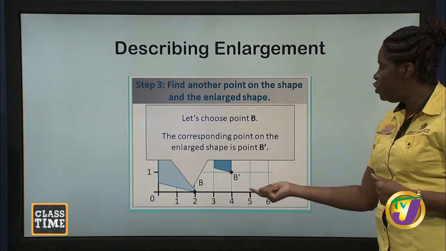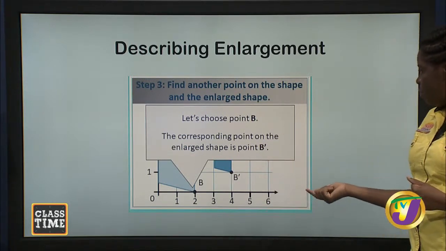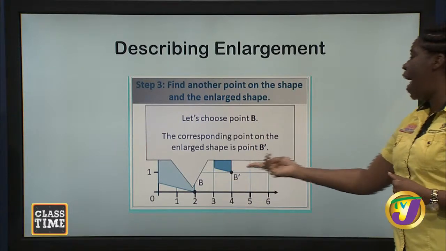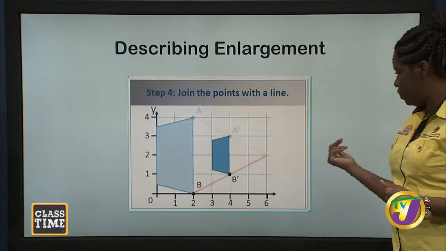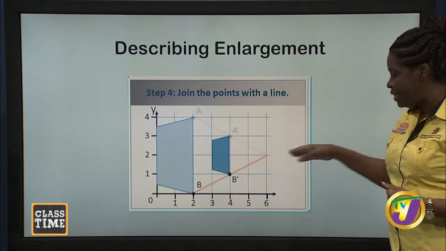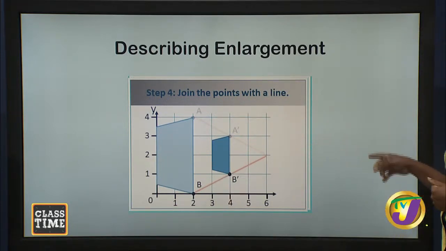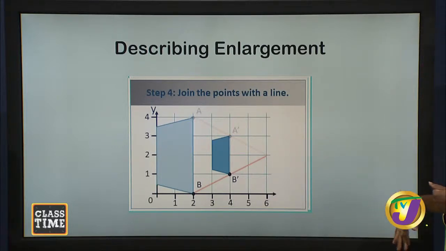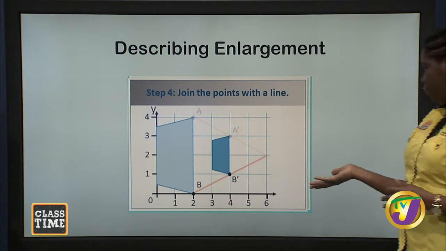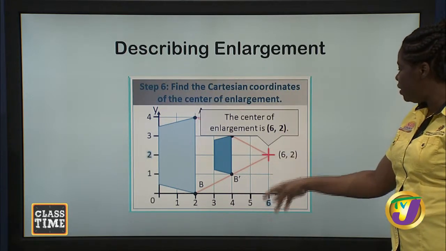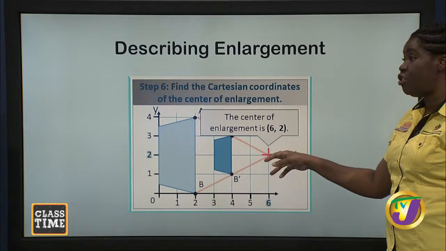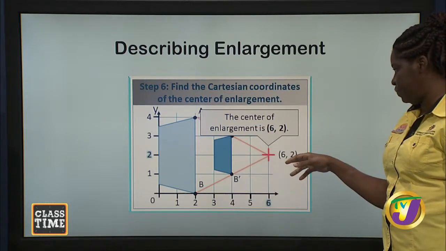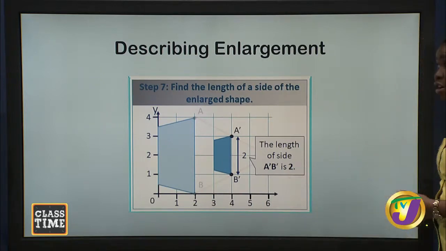And then we'd also choose another two corresponding points, one on the object, one on the image, and draw a line segment, and we'd extend them until these two lines meet. So now, wherever these two line segments meet, that's where you have your center of enlargement. So at this point, 6, 2, this is where the center of enlargement would be, where the two line segments meet. Awesome. So we have our center of enlargement.